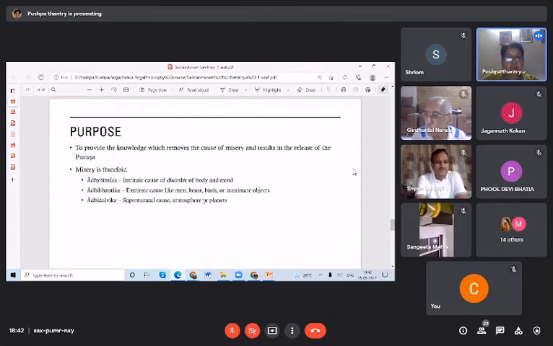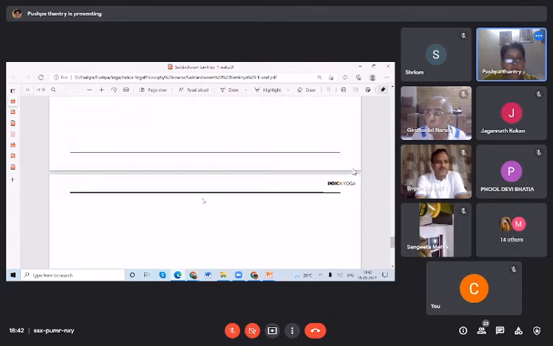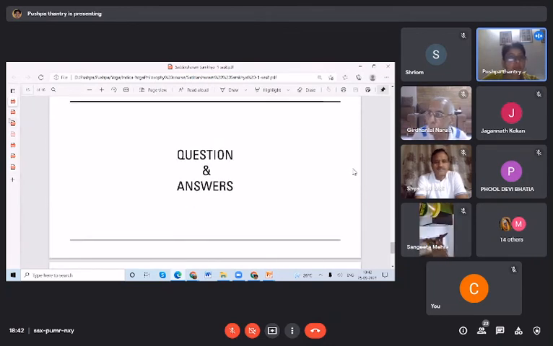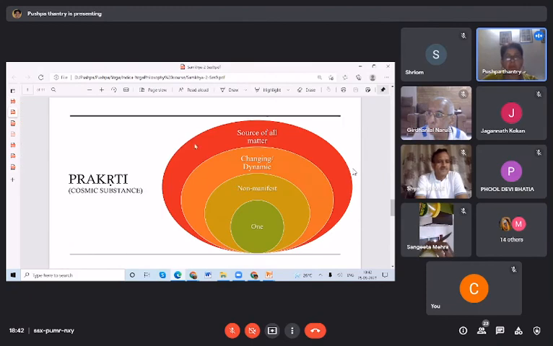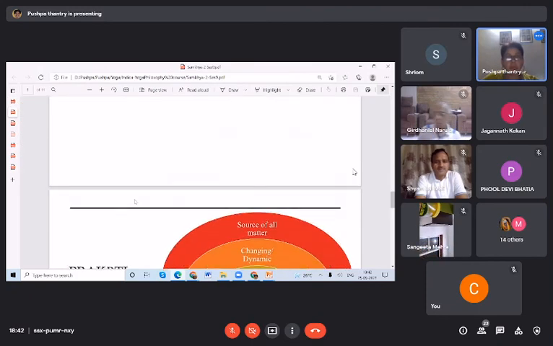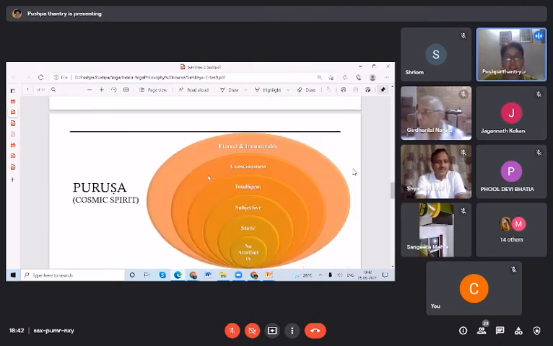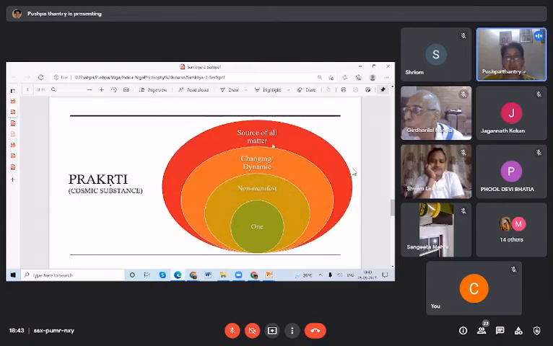As I said, here what I wanted to show was this one. Purusha is eternal, innumerable consciousness, as we call it, intelligent, subjective, static, and without attributes. So this is the Purusha, the cosmic spirit. And Prakriti is the source of all matter, changing, dynamic. Why changing? Because it has the gunas in it, and it is unmanifest, and it is one.